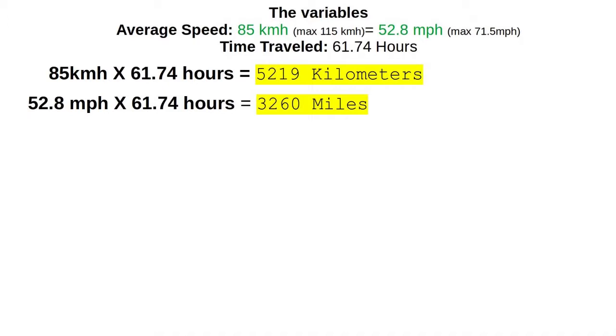So all we have to do now is calculate the two. For kilometers, 85 kilometers per hour times 61.74 hours gives you a total of 5,219 kilometers. In miles, it's 52.8 miles per hour times 61.74. That comes out to 3,260 miles. Okay.